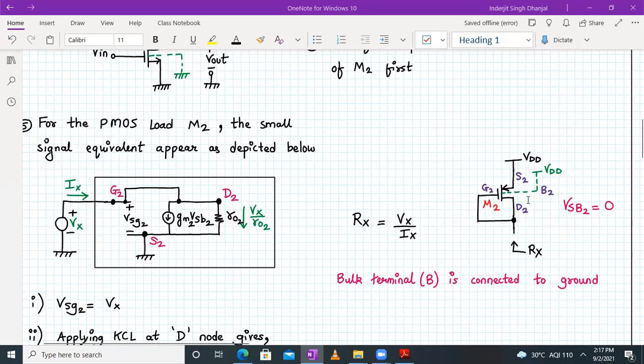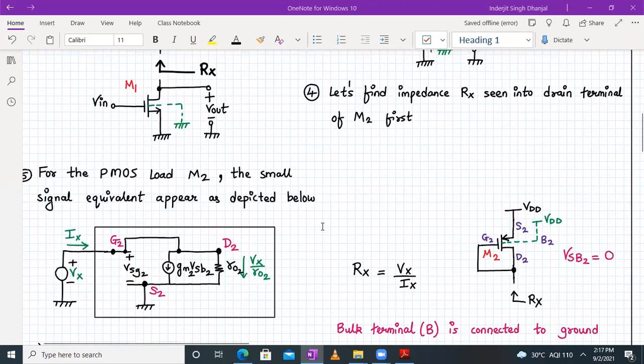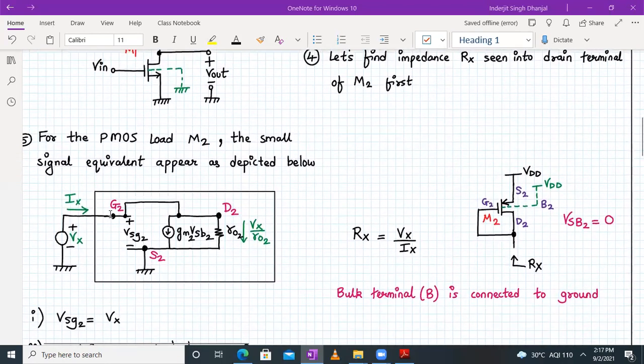Now let's try to draw the small signal model of a PMOS load. Since VSB is, actually, it should be equal to 0. Absolutely correct. So over here, from the gate terminal towards the source terminal, we have plus minus VSG2, and between the drain and source, we have gm2 into VSG2, and we have ro2, the transistor output resistance, also connected over here.